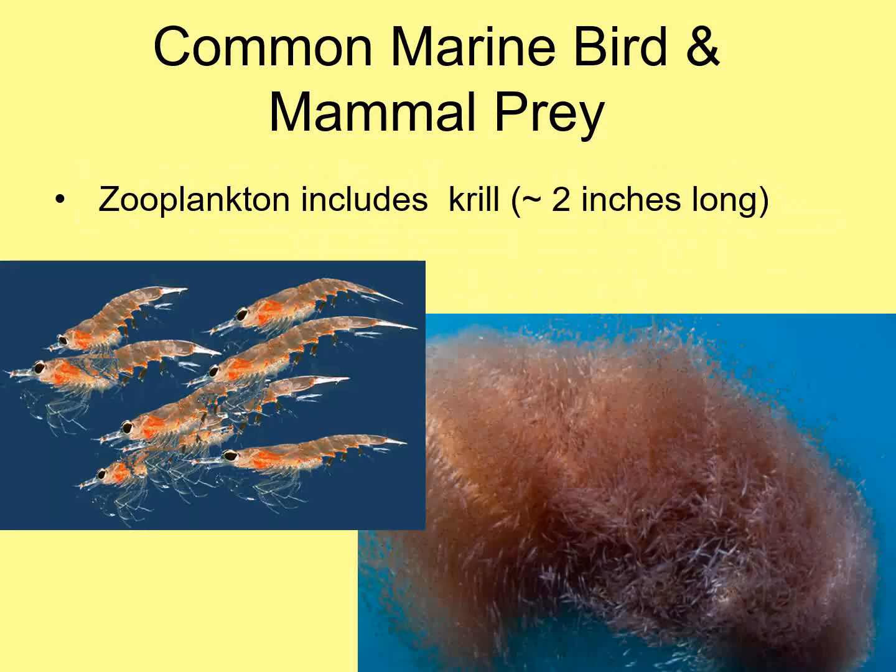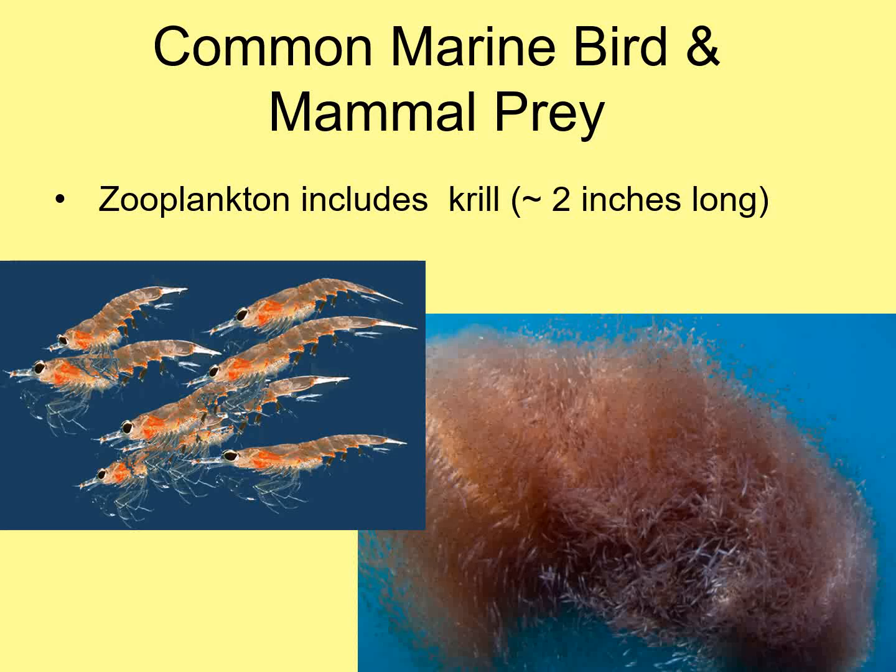Zooplankton also includes krill. Krill are probably some of the largest members of what we consider zooplankton, which is basically floating animals, was what that kind of translates to. And here on the right is basically a swarm of krill. And if you have enough krill, their bodies turn sort of an orangish red from the food that they're eating, the phytoplankton that they're eating.